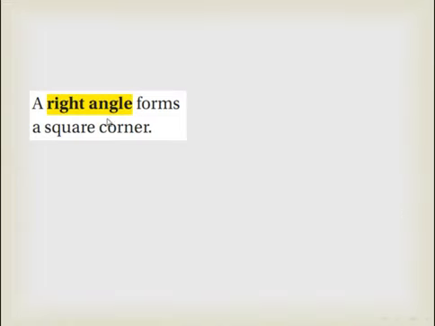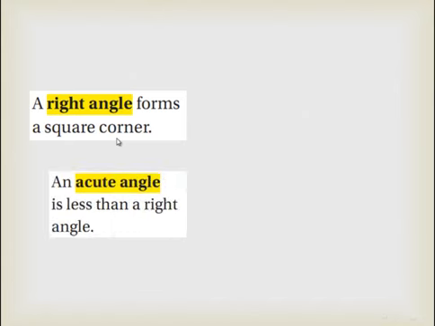Let's go to the third one. A right angle forms a square corner. Do you remember a square corner? Of course. The fourth one is an acute angle. An acute angle is less than a right angle. Again, an acute angle is less than a right angle.